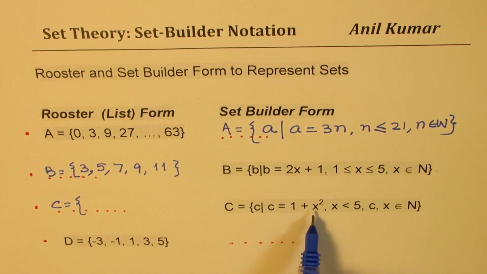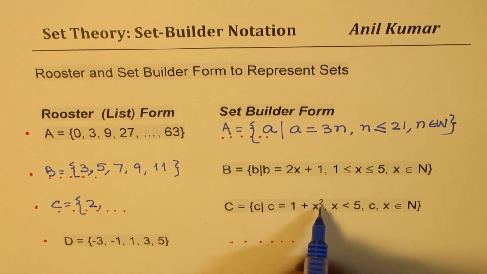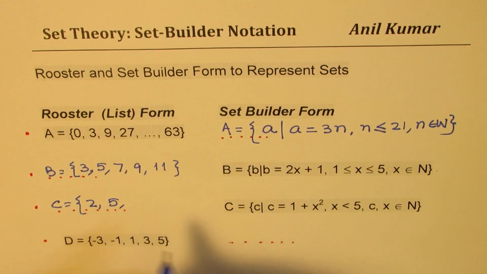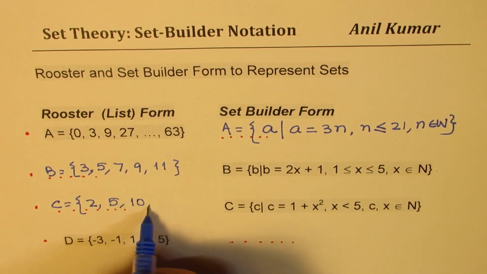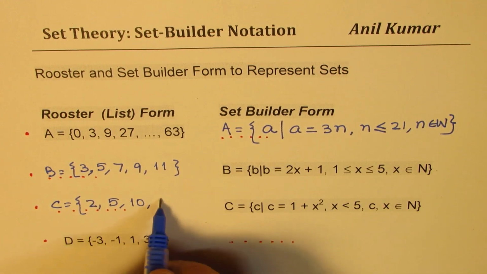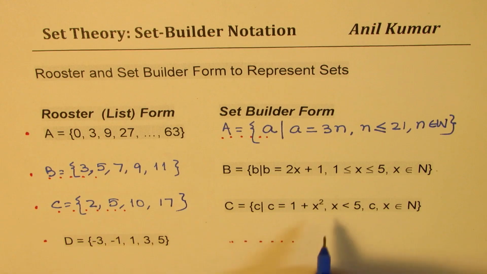For x equals 1, 1 squared is 1, 1 plus 1 is 2. For x equals 2, 2 squared is 4, 4 plus 1 is 5. 3 squared is 9, 9 plus 1 is 10. 4 squared is 16, plus 1 gives us 17. Should I take 5? No, because x is less than 5.